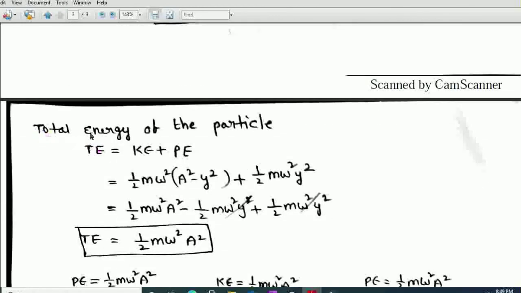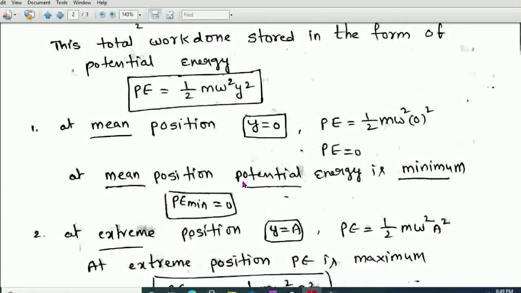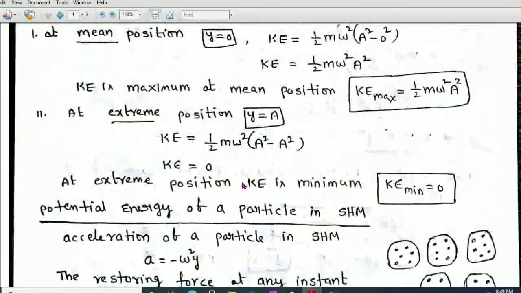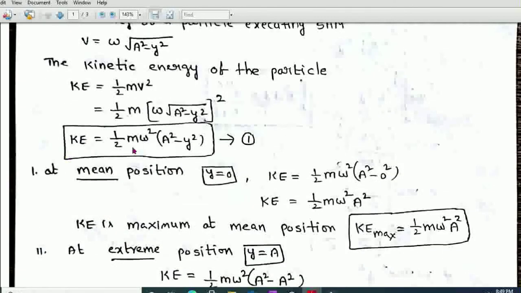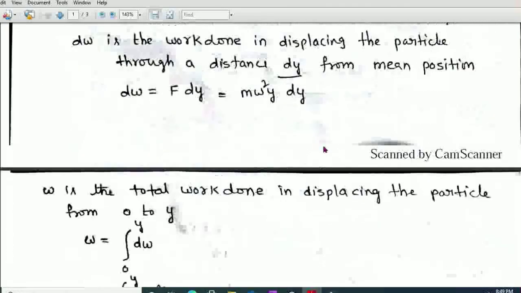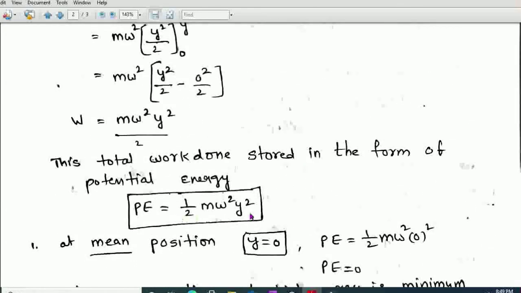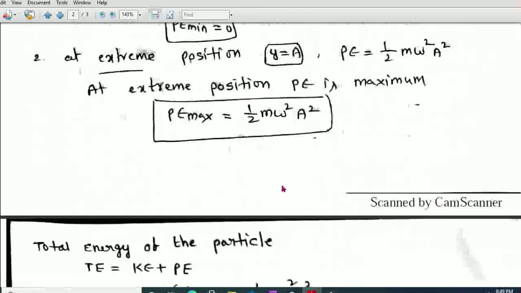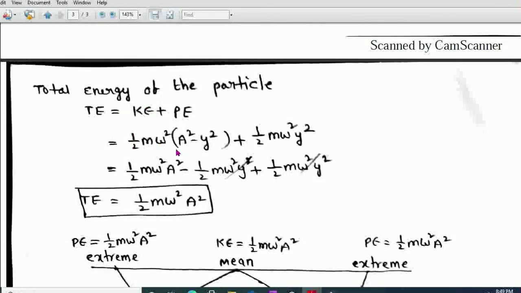Now the total energy of the particle. Already we have discussed that the total energy of the particle is the sum of kinetic energy and the potential energy. The kinetic energy expression we already got, the kinetic energy formula, is half m omega square into A square minus y square. This is equation number 1, kinetic energy. And the potential energy expression we got is half m omega square y square. Then we have added the two. Kinetic energy is half m omega square into A square minus y square, plus potential energy is half m omega square y square.